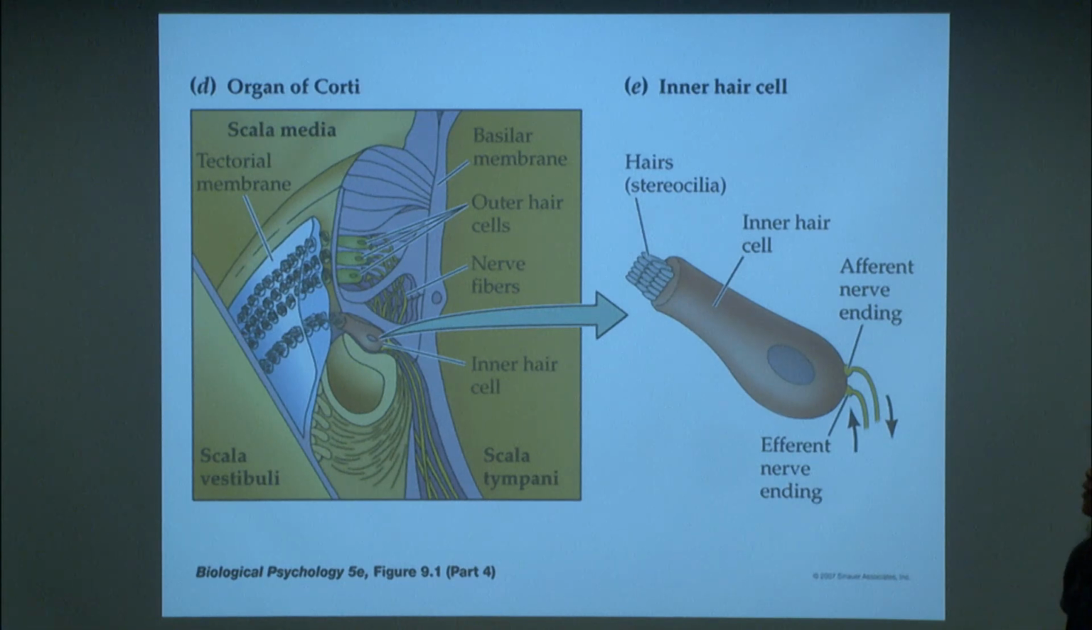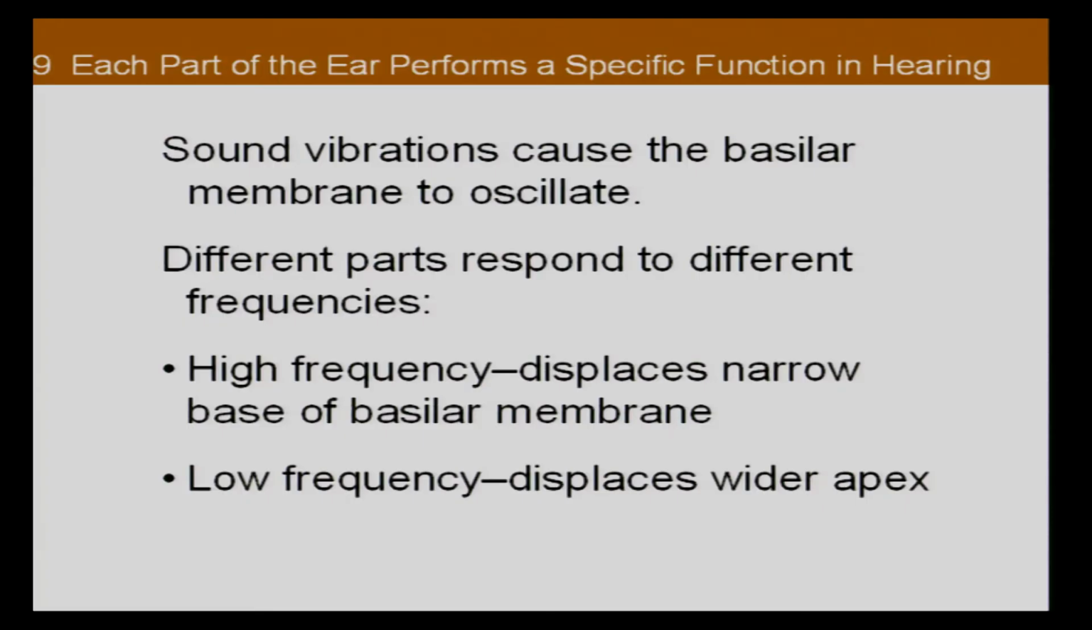The other main component, that's not a part of the organ of Corti, but critical within the Scala media, is another membrane called the tectorial membrane. You need to know the difference between the basilar membrane, part of the organ of Corti, and the tectorial membrane, not part of the organ of Corti. So let's talk about what those two different membranes do. Sound vibrations cause the basilar membrane, part of the organ of Corti, to oscillate. And the cool thing about the basilar membrane is that different parts of the membrane are sensitive and respond to different frequencies. So high frequencies displace a part of the basilar membrane right near the base of the cochlea. And low frequencies displace a wider apex.